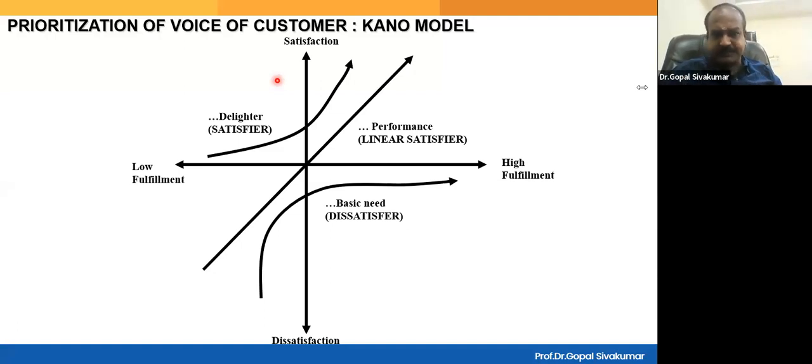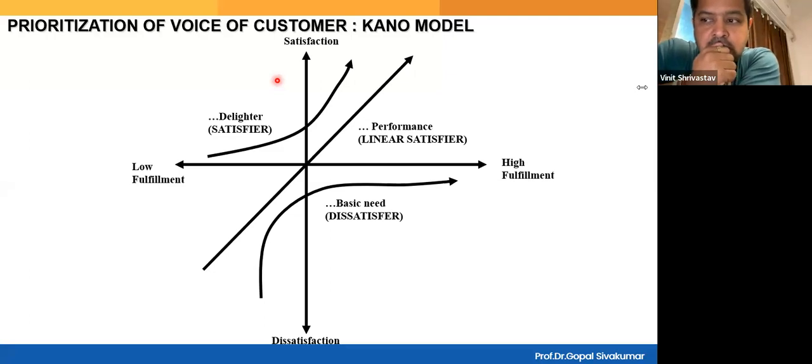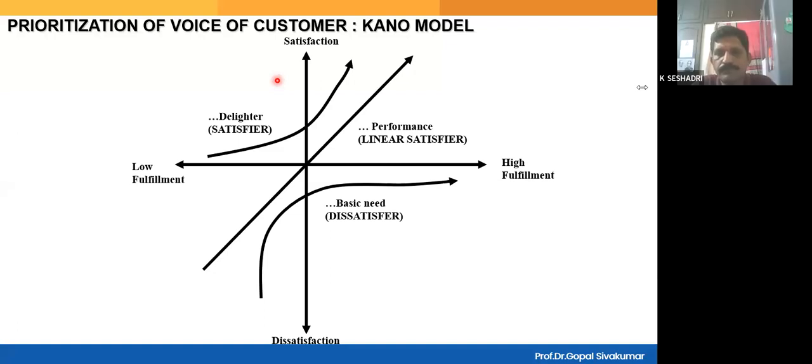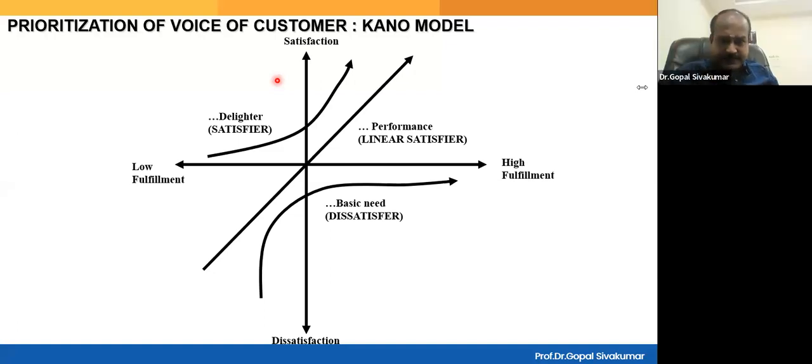Am I right? Yes, sir. If they can proceed without that, that is not a must-be. If they are able to proceed without a certain feature, that means that feature is not a must-be. That is a delight. Right. So must-be, you are seeing below the x-axis on the right side. All of you, can you see must-be?